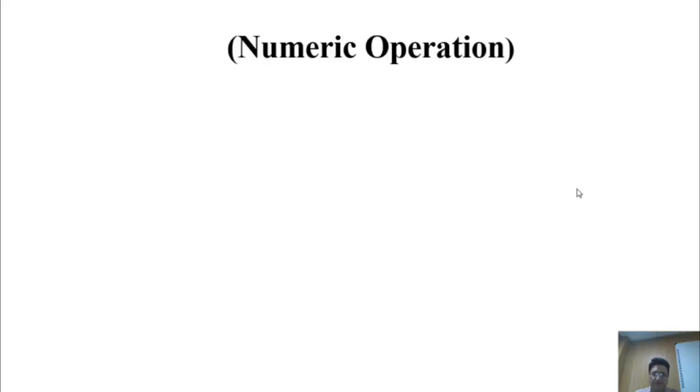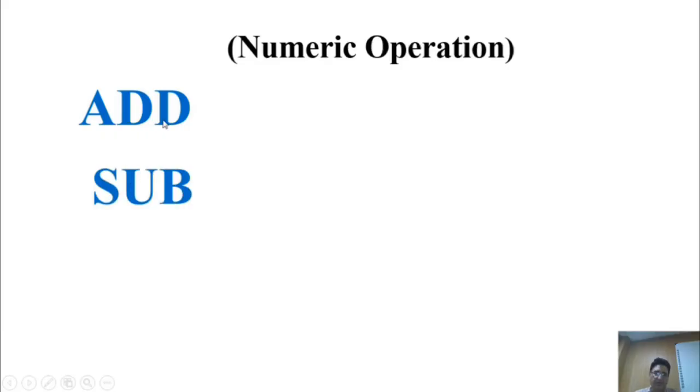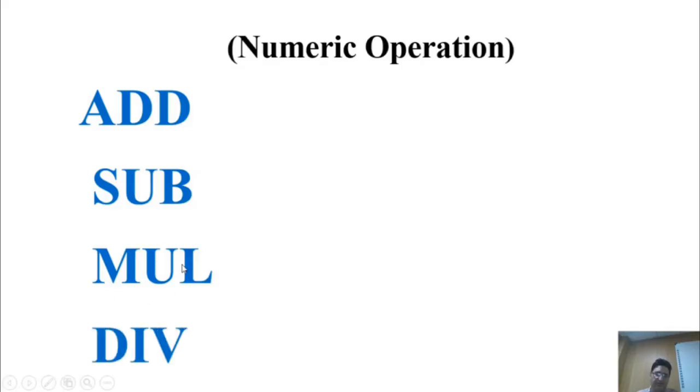Alright, the next functions are numerical calculation functions, and the first one is ADD. To add 2 numerical data values, we can use the ADD function. The next function is SUB, which we can use to subtract 2 numerical data values. Next is MUL, which we can use to multiply 2 numerical data values, and after that is DIV, which we can use to divide 2 numerical data values.